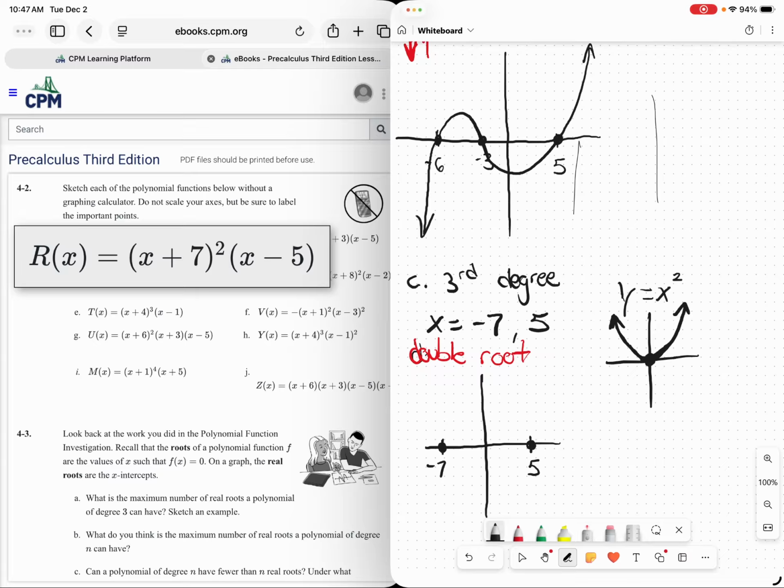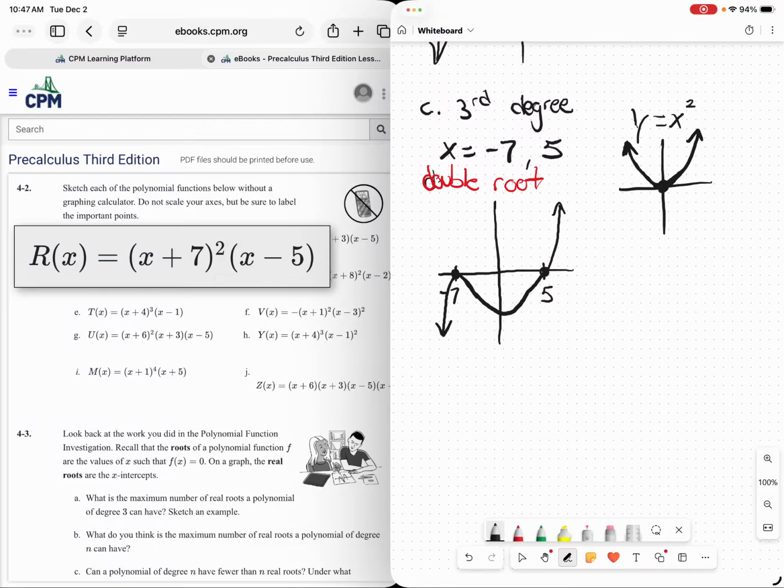So again, if we look at a third degree, it's positive. So again, we're down, up. Again, it's going to bounce off here, right? So we're talking about it bouncing off, and then we'll curve back upward there. So that's what happens at a double root.